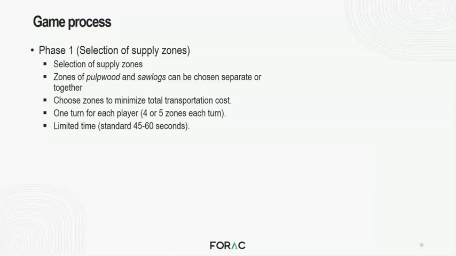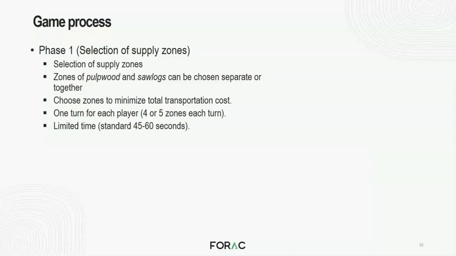Each player chooses a set number of zones each turn. This number is defined by the game administrator. It is generally 4 to 5 zones of each type of product, sawlog or pulpwood. The time limit for each round is typically 45 to 60 seconds.